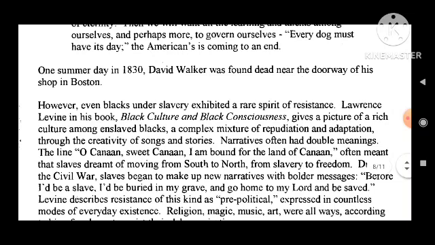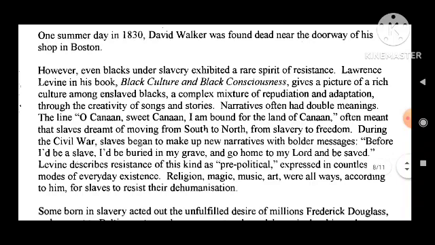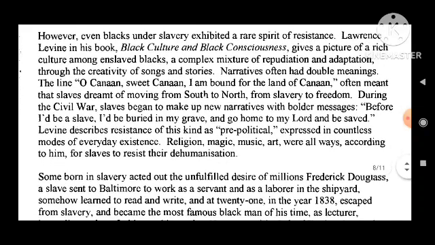One summer day in 1830, David Walker was found dead near the doorway of his shop in Boston. However, even blacks under slavery exhibited a rare spirit of resistance. Lawrence Levin, in his book Black Culture and Black Consciousness, gives a picture of rich culture among enslaved blacks, a complex mixture of repetition and adaptation.